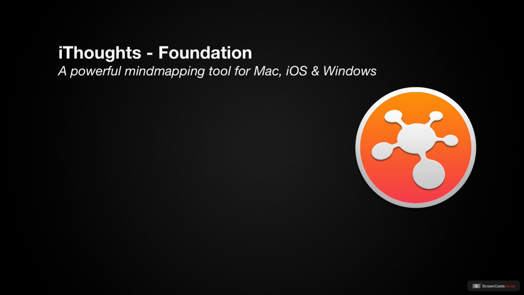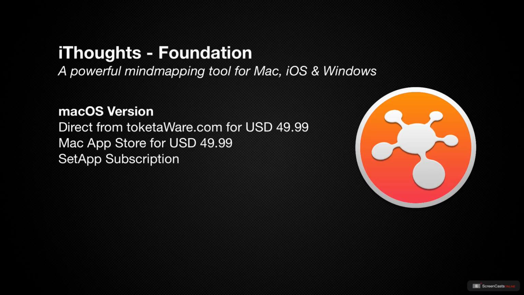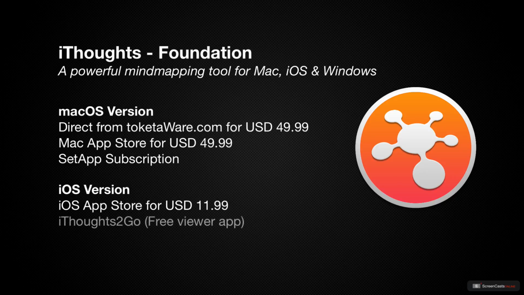There are 3 options on how to buy iThoughts for the Mac. You can buy a single license directly from toketaWare for $49.99. If you use a PC, you can also buy a license for Windows for $49.99 from toketaWare. You can buy iThoughts for all of your Macs through the Mac App Store for the same $49.99. And it's also included in SetApp if you have a subscription. A universal iOS app is available through the App Store for $11.99 for your iPhone, your iPad, and your iPod Touch. You'll also see iThoughts to Go for iOS in the App Store, and that's a simple viewer for your iThoughts mind maps.